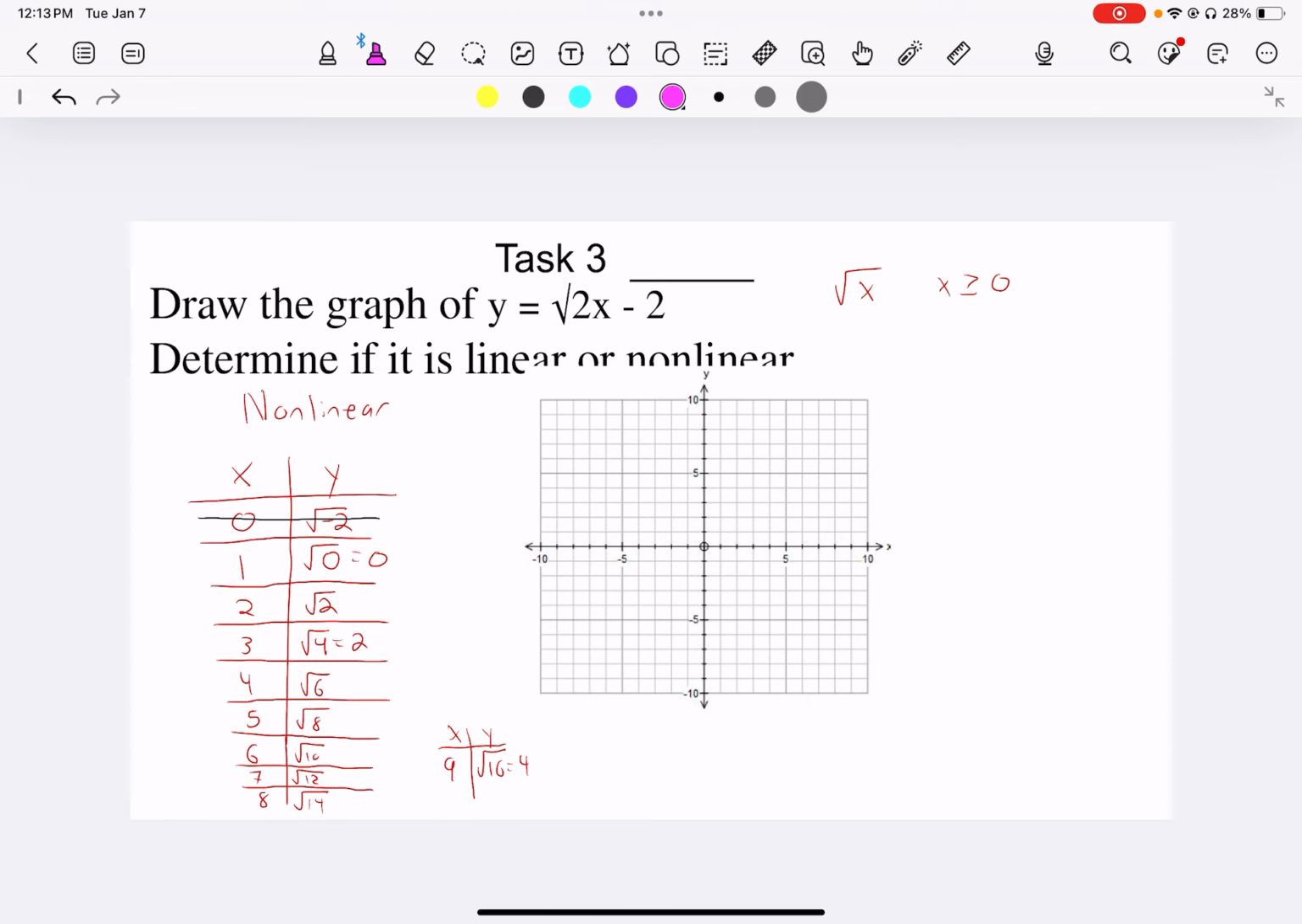The reason I did so many here is because all these numbers that are non-perfect squares are decimals, and I don't really want to graph those, so I'm just going to plot the points that I know are whole numbers. So I have 1 and 0, then 3 and 2, and then 9 and 4. And since it's nonlinear, I'm going to make my graph curve and put an arrow on the end, and there's not going to be an arrow at the other end because I can't have the square root of a negative number. And I'm going to label it y equals the square root of 2x minus 2.